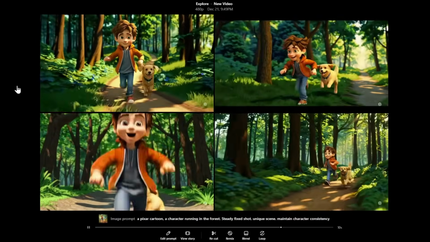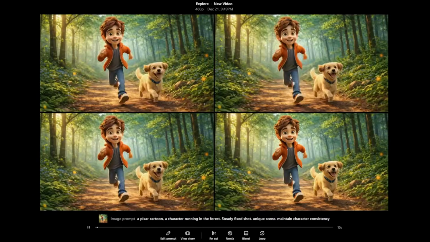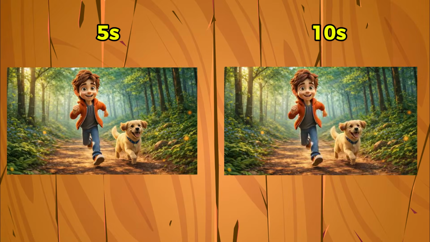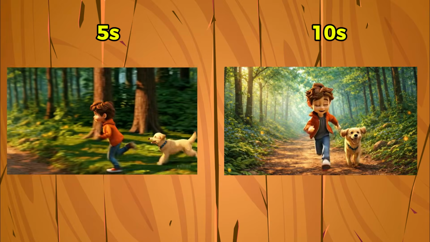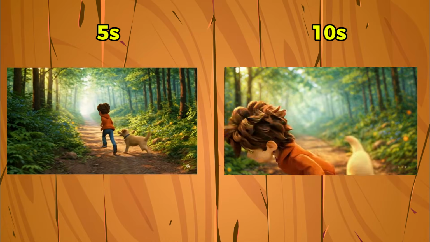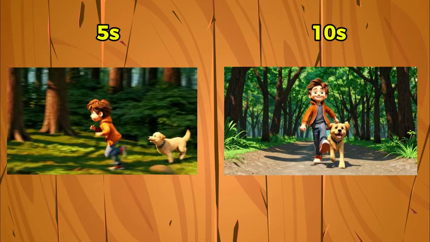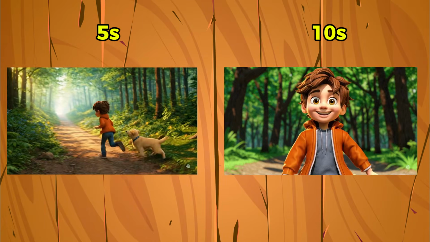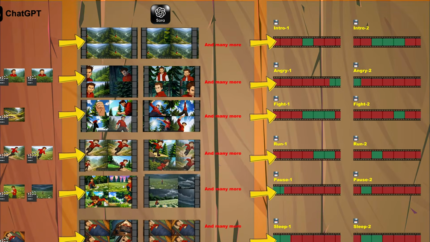Look at this 10-second clip. Very inconsistent. It kind of adds extra scenes that you didn't ask for. But the 5 seconds? Much more consistent. So my advice? 10-second clips if you want to vary your shots. And 5-second clips if you want a more stable scene.